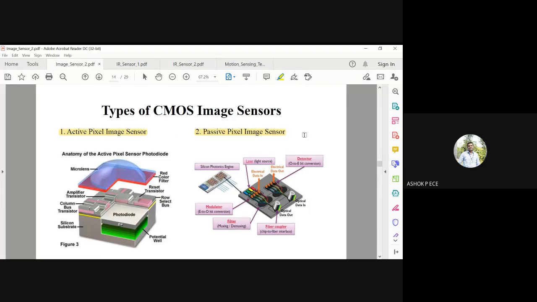So this is the active pixel image sensor. You have a PD. Below that you have a potential well, so that the equivalent electrons are generated because the light is going to fall on the PD. And this is the passive pixel, so you have electrical data input and electrical data output, and you have the silicon photonics engine. Okay, it will convert the light into electrical signal.